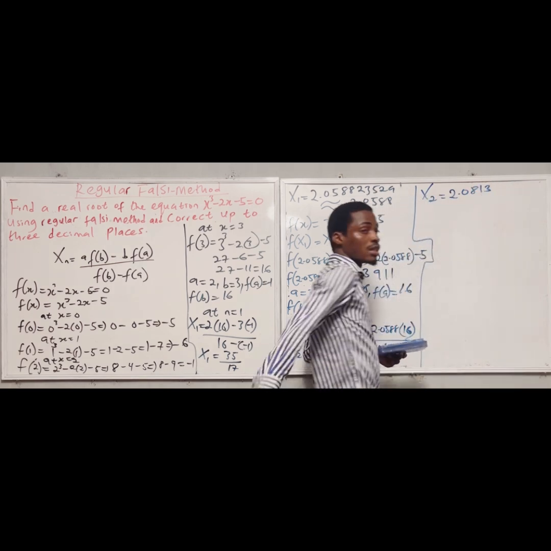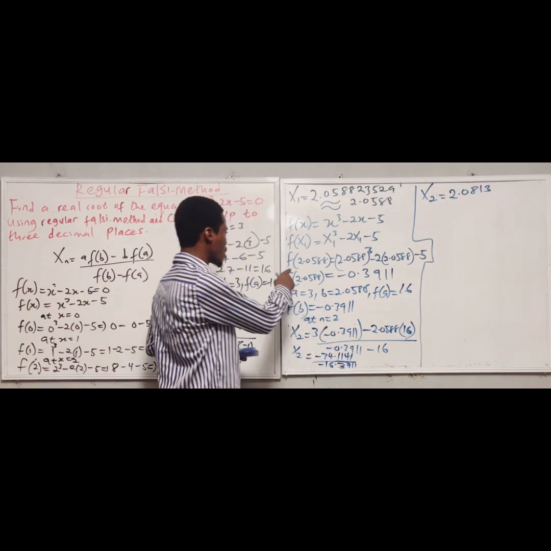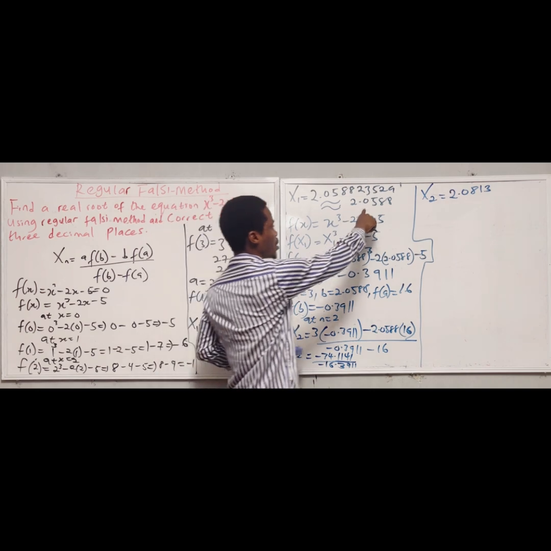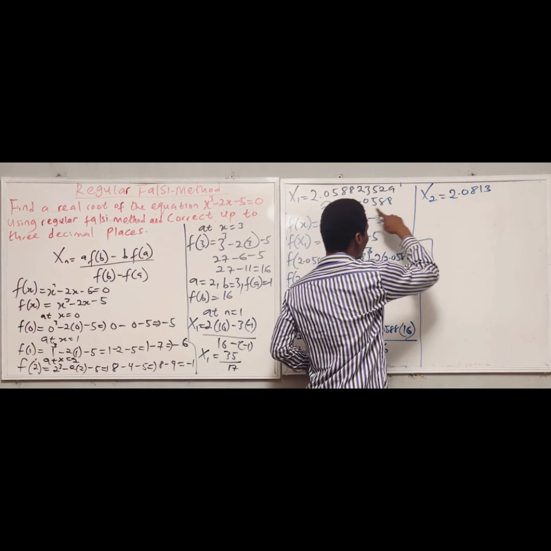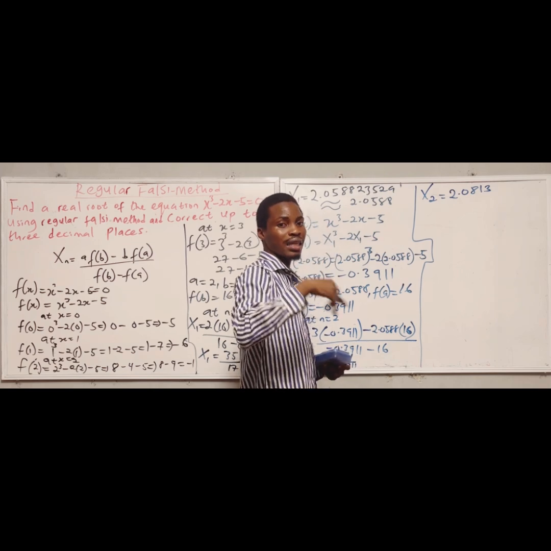2.0813 to 4 decimal places. So I've gotten my S2. So what is my X1? My X1 is 2.0588. It's not repeated. This is not equal to this. So I have to do my next approximation at n equals 3.